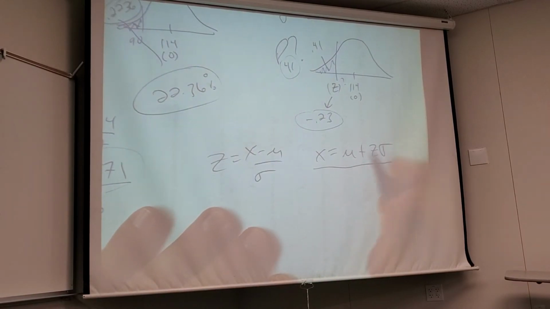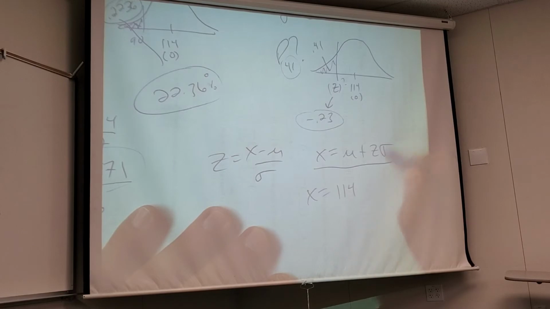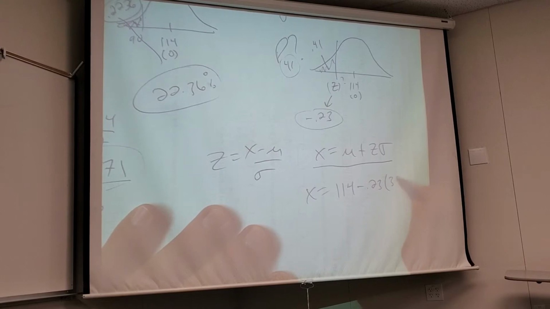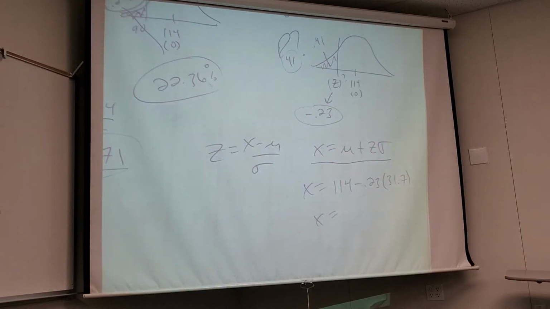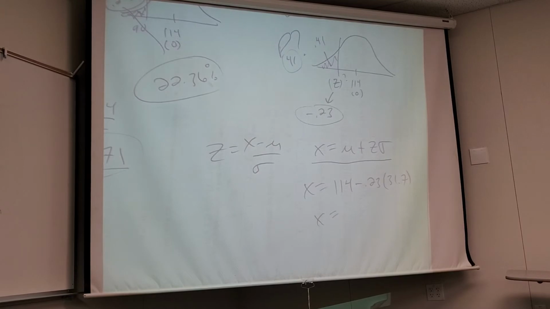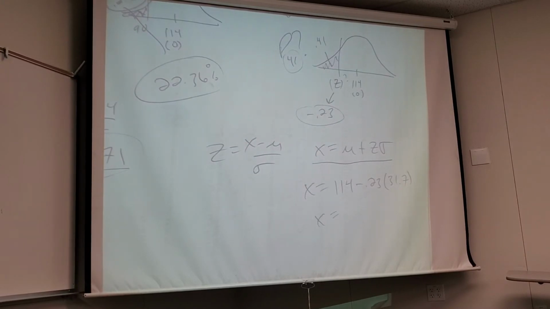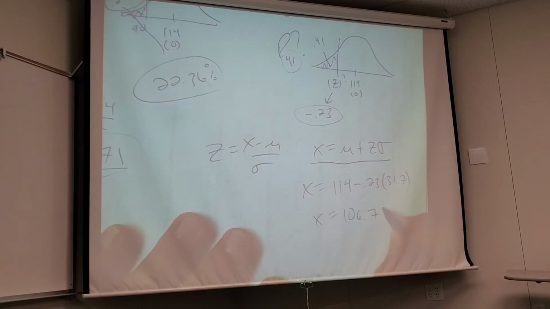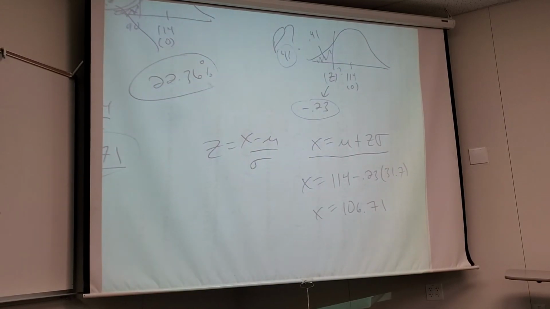So what do we know? I know the mean. I know the standard deviation. I know the z-score is negative 0.23, and I know the standard deviation is 31.7, so then I can figure out what bowling score would represent the 41st percentile of my scores. It's like 106, I don't know. Yeah, it's more like 107, somewhere in there. 106. 106.71? Okay. I like it.